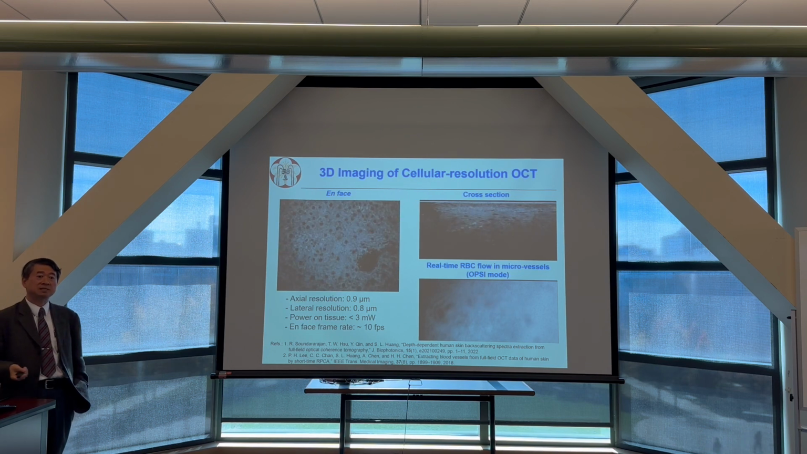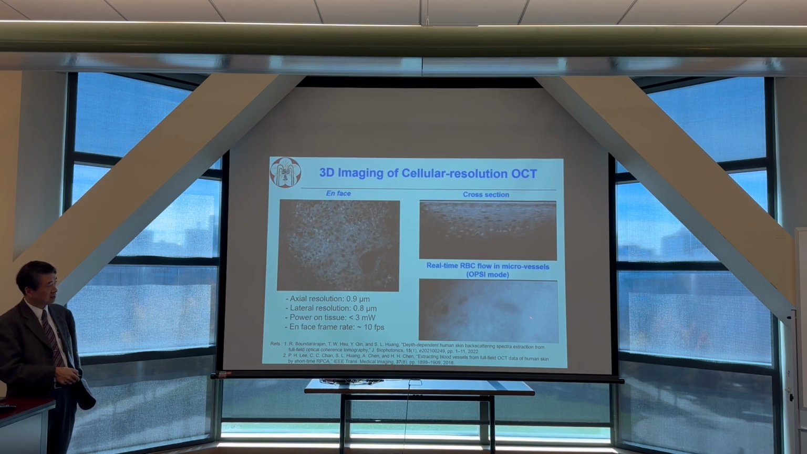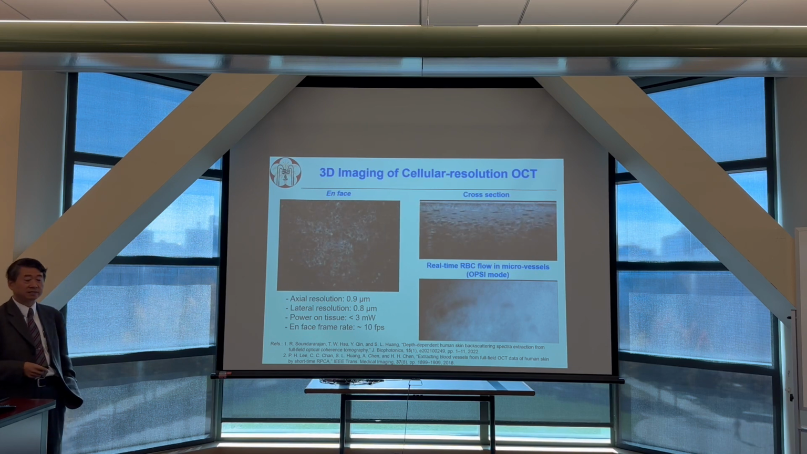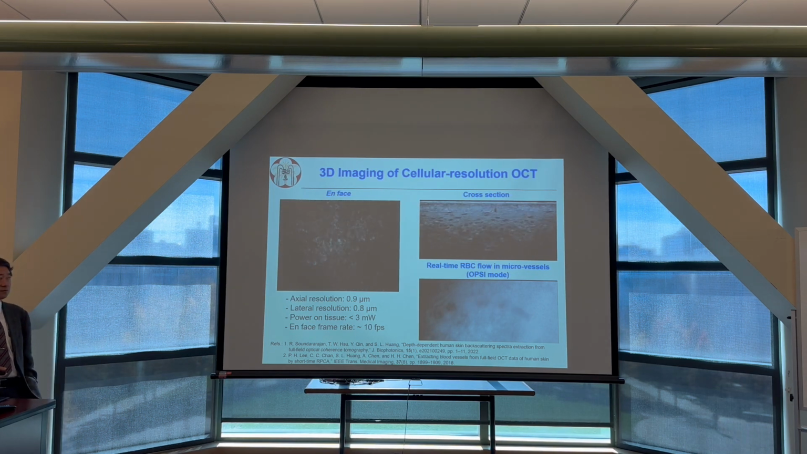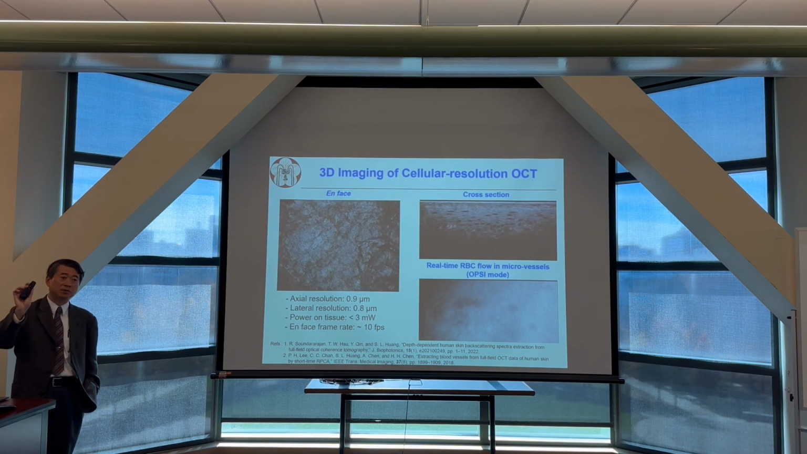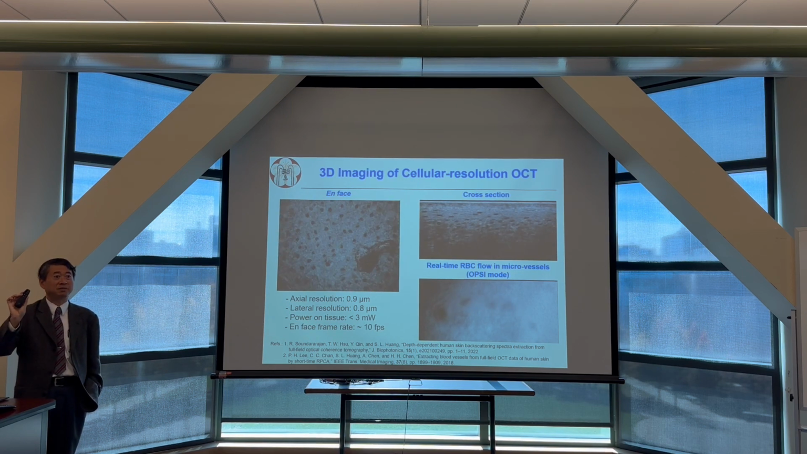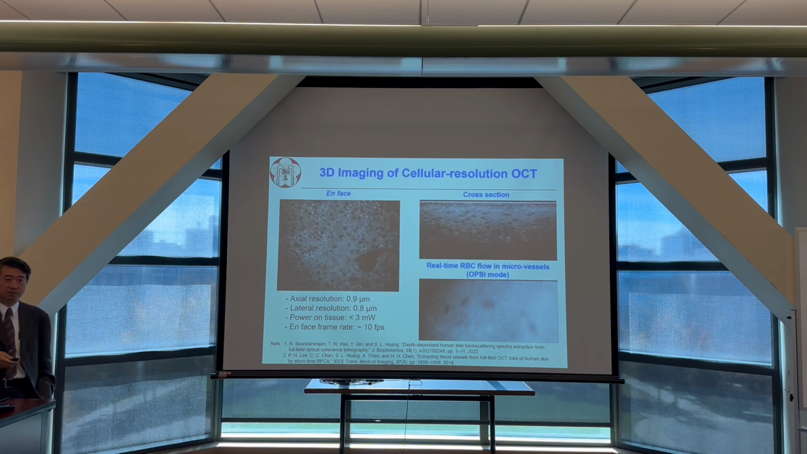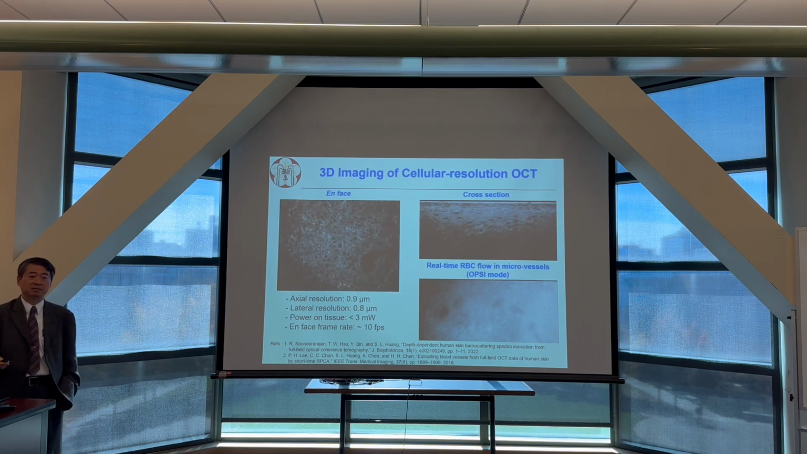Because OCT is very fast, you can even see red blood cells flowing in the microvasculature. One very nice thing about OCT is that not only can it give you a very high resolution, but the power is also very low, typically less than 3 milliwatts. For this red pointer, the CW power is typically more than 5 milliwatts, so it's even higher than OCT. So you can imagine, in general, OCT is a very safe technology.